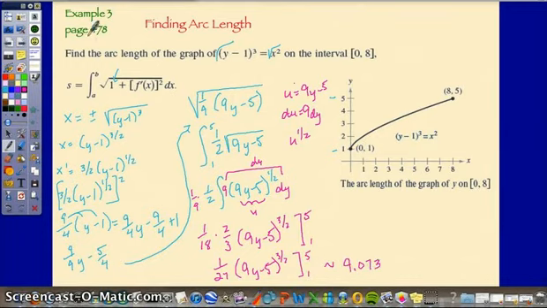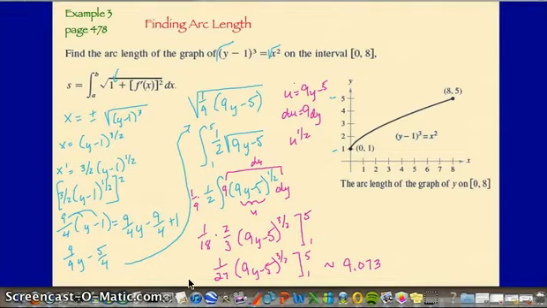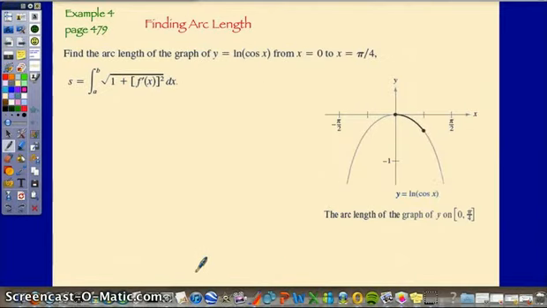All right, I'm going to try to go through one more example. Example 4 on page 479. Now we have, here's our curve and here's our arc length, and we're integrating from 0 to pi/4. So first of all, y is equal to the natural log of cosine of x. So let's take the derivative. y prime is equal to 1 over cosine x times the derivative of cosine, which is negative sine x. Of course, this is negative tan x.